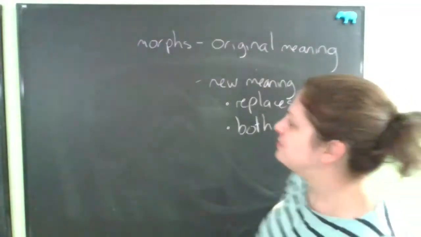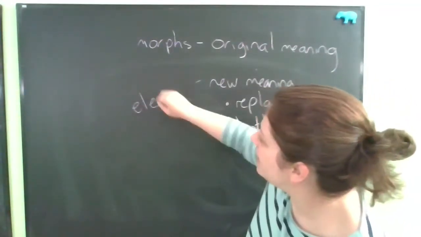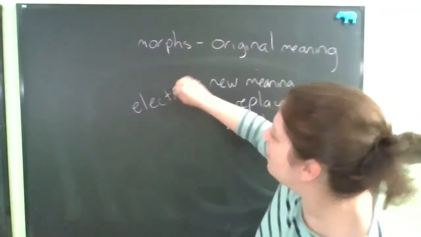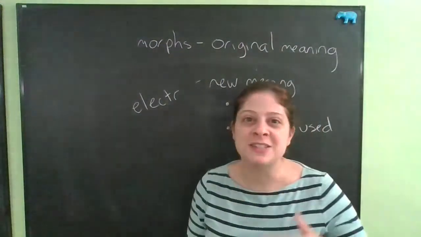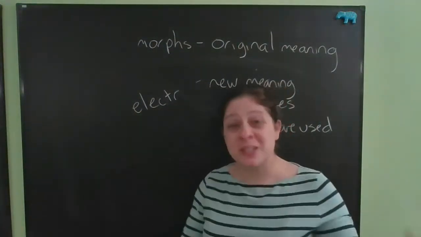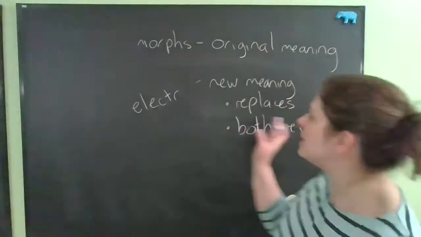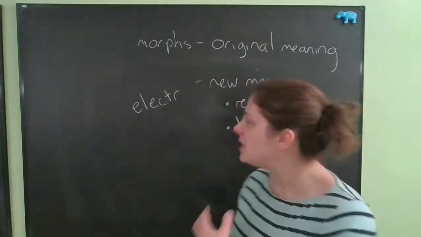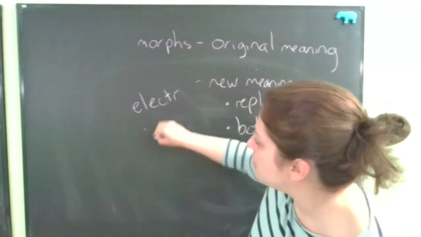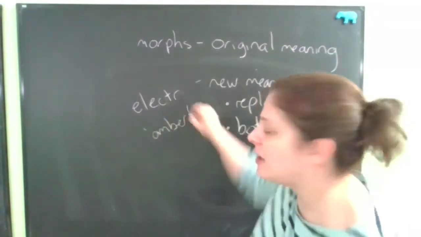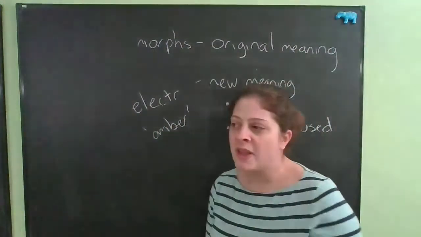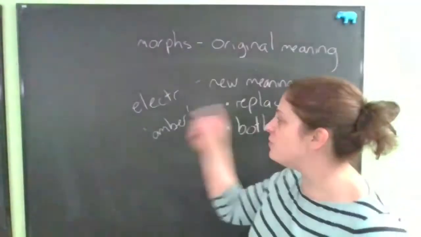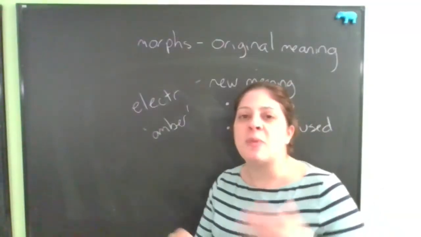Another example, Electra, E-L-E-C-T-R. So you can probably guess the meaning of Electra as a root. It means electric, right? But that's a new meaning that was assigned to this morph in the modern English period. Electra originally comes from a word meaning amber, the substance amber. So it was assigned this new meaning of electricity in the modern period.